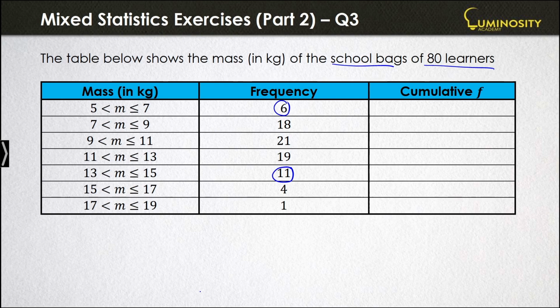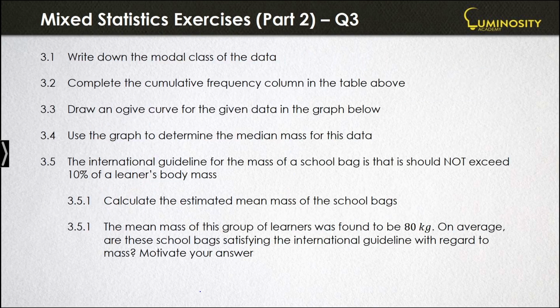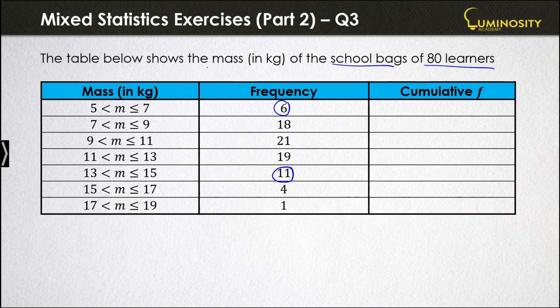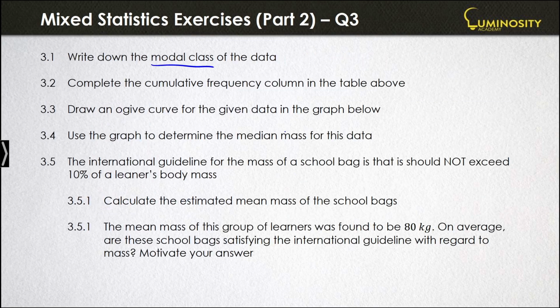Okay, so the first question reads as follows. Write down the modal class of the data. So again, wherever the highest frequency occurs, that is at 21. So therefore, the modal class is going to be between 9 and 11 there. So 9 less than m less than or equal to 11. So the most amount of students' bags usually weigh between 9 and 11 kgs.